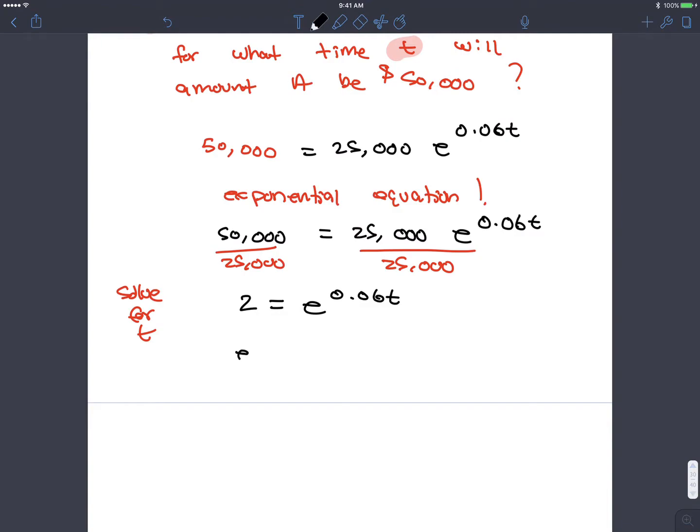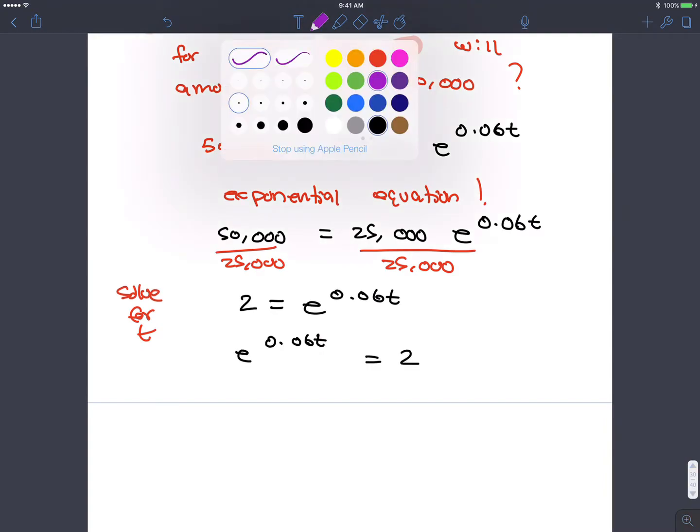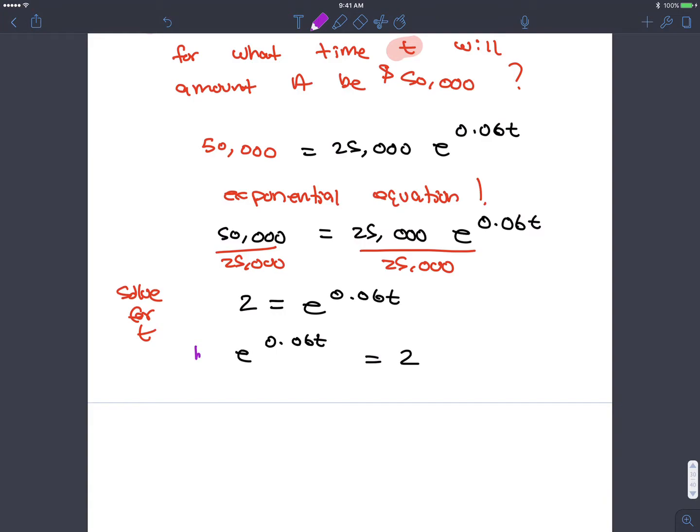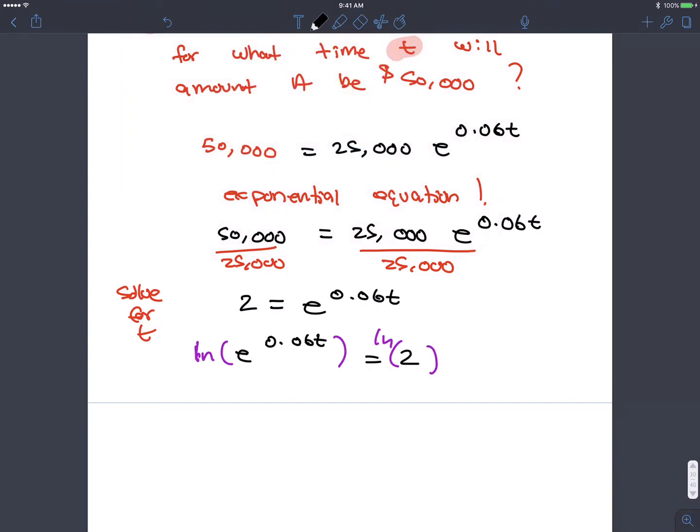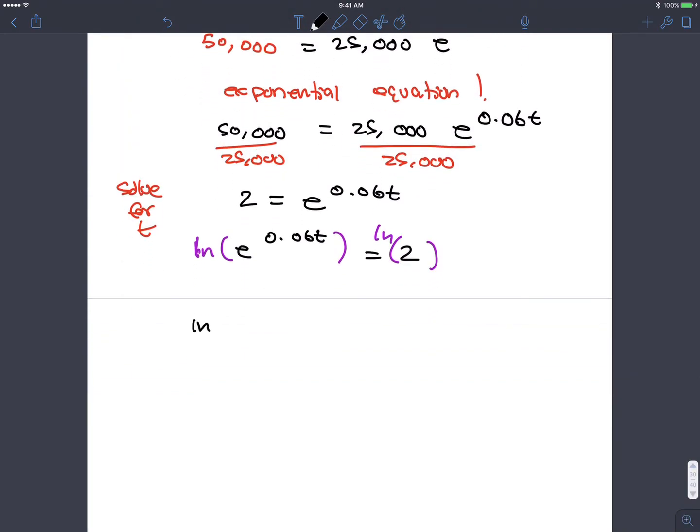And we get e to the 0.06t is 2. We're going to now take again the natural log of both sides. And we're going to end up with natural log e to the 0.06t is natural log of 2.